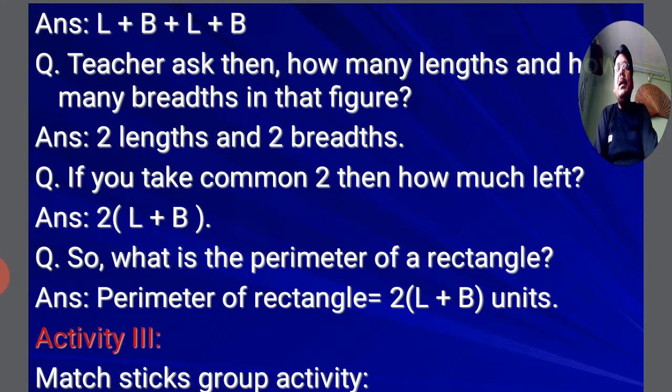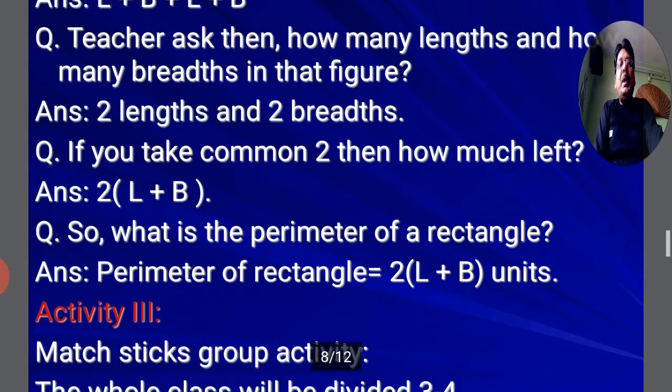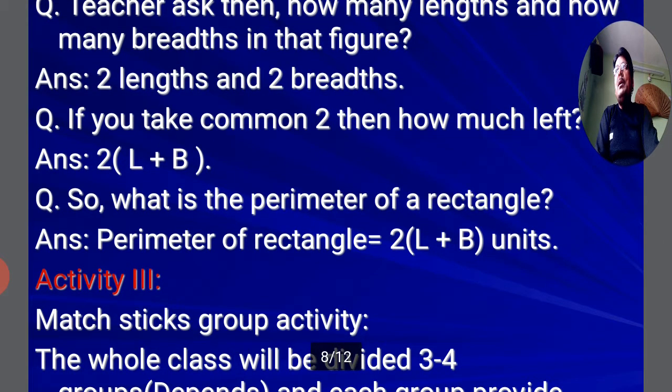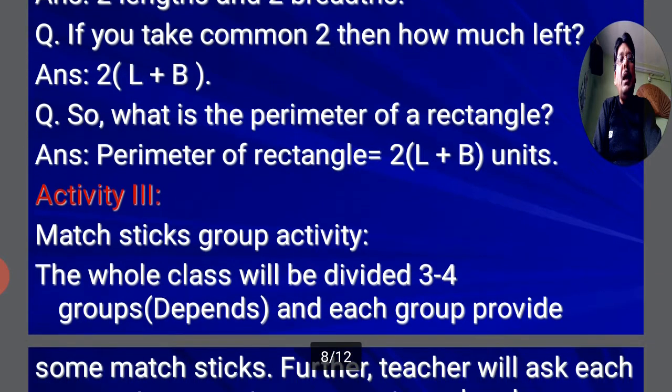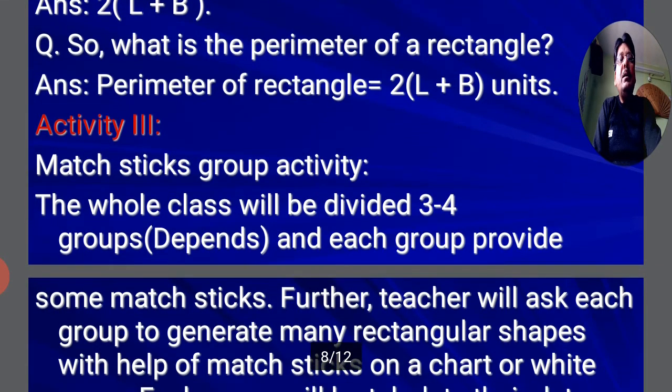Then the answer comes from the children: the perimeter of a rectangle is 2 within the bracket L plus B units. Okay, very good children. All of you understood, I think, what the perimeter of the rectangle is. Then the teacher will give an activity to the children.